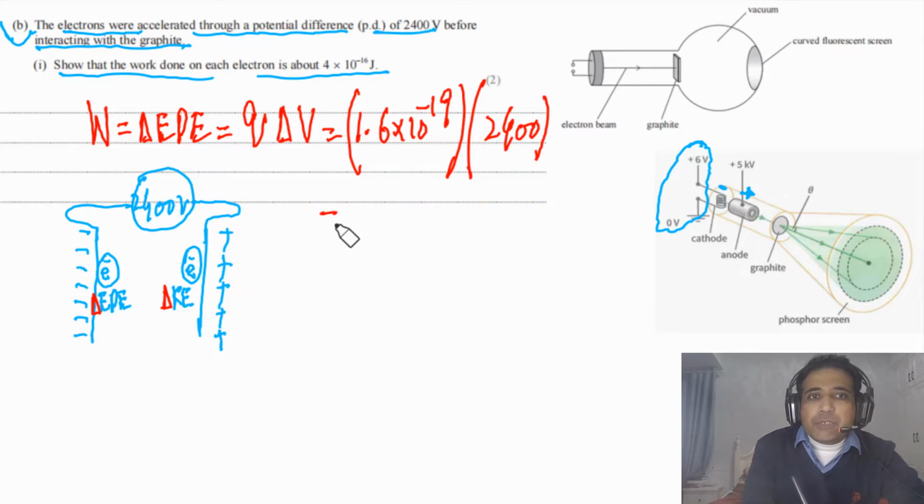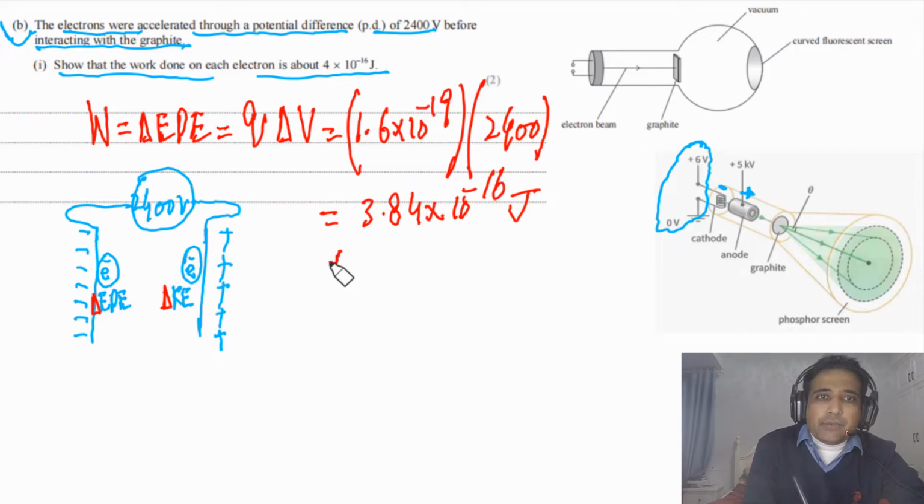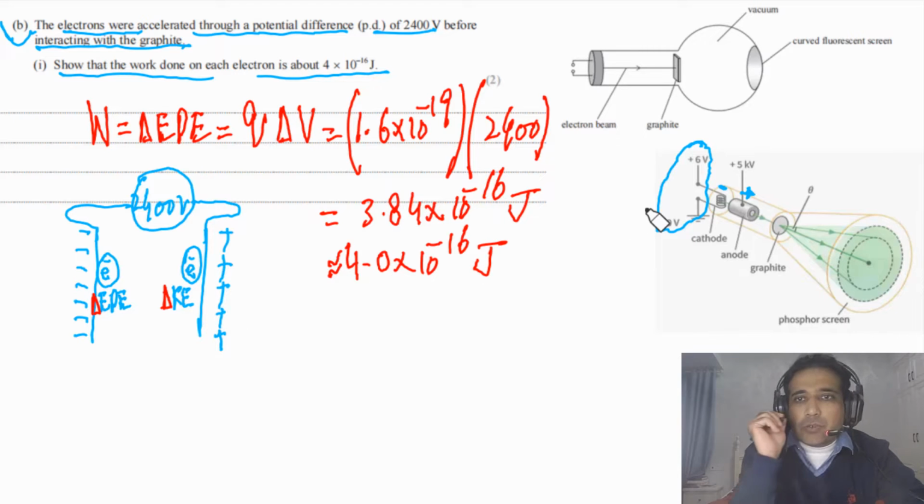2400 volts. If we multiply this, we will get our final answer, 3.84 times 10 to minus 16 joules, and this is very close to 4, up to 2 SF. We can say this is 4.0 times 10 to minus 16 joules. So this is our final answer, and this is how you can approach it, a beautiful way to answer this.